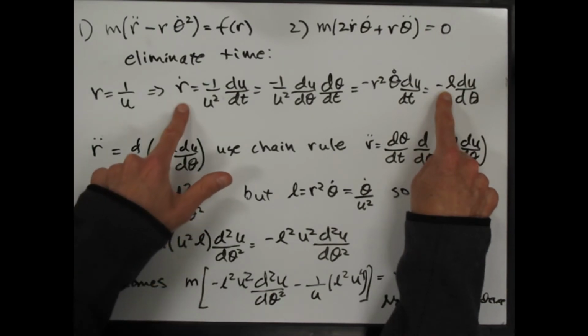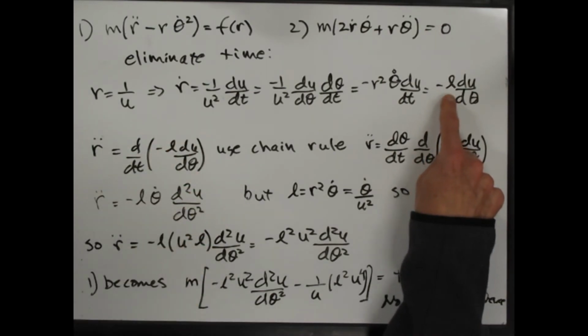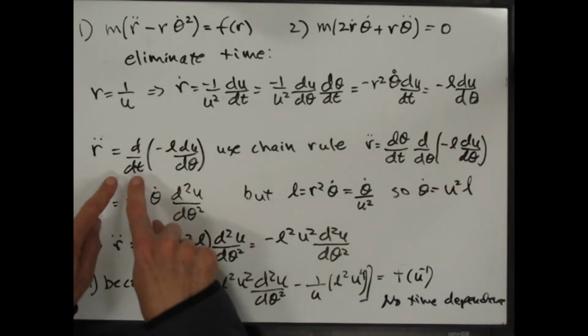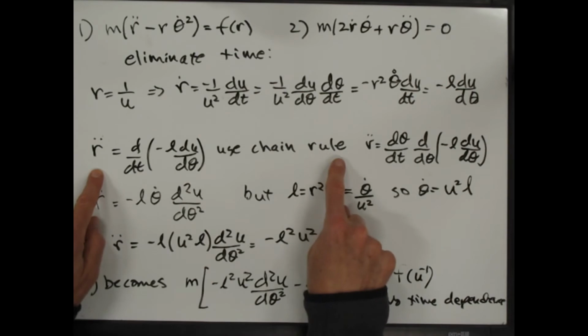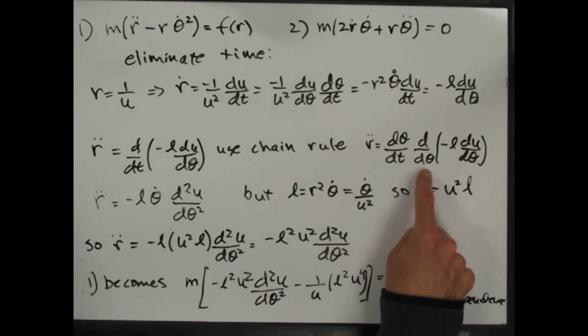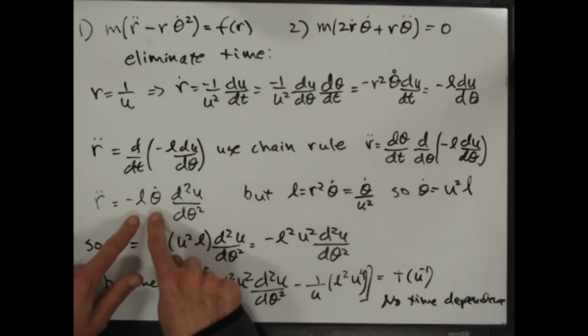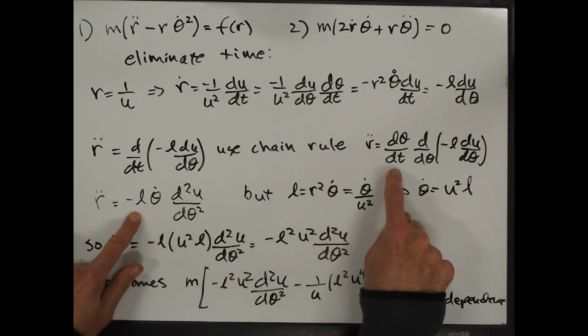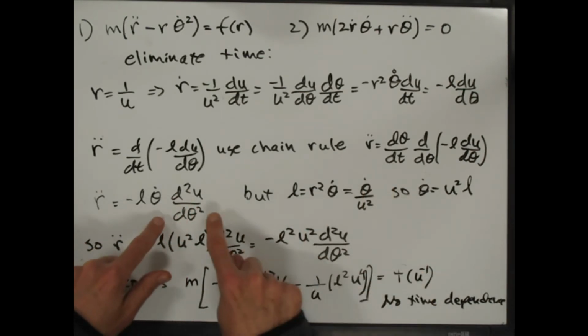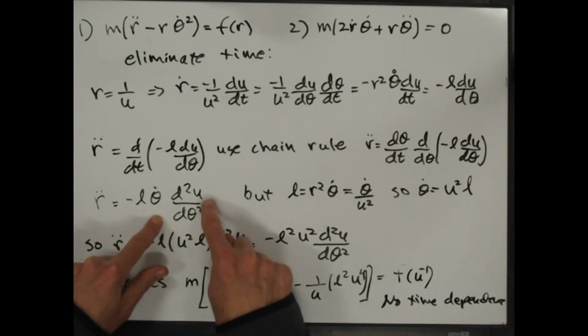And so notice we don't have any time dependence anymore because the angular momentum is constant. And this is the angular momentum per unit mass, right, is constant. And so that gives us r dot. And then we're going to take the derivative of that with respect to time. And we're going to use the chain rule again, and say d by dt is d theta dt times d by d theta. And so this is going to give us r double dot, which looks like this. It's minus L theta dot. The theta dot comes from this term. Times d squared u d theta squared. So it's now, instead of a second derivative in time, a second derivative in theta, in our differential equation.